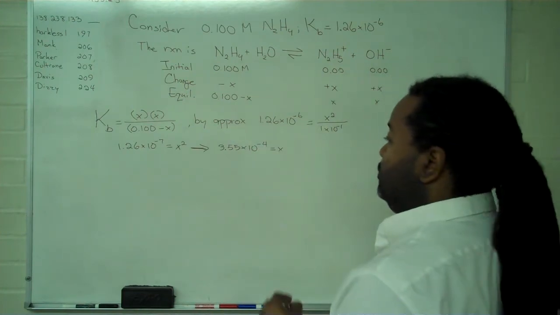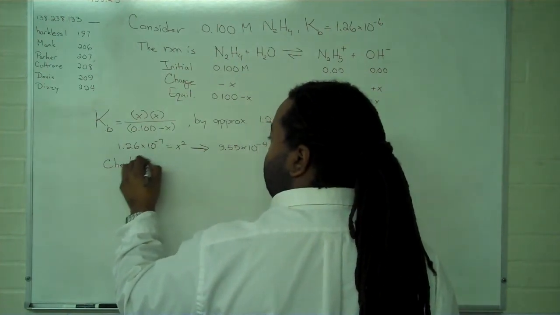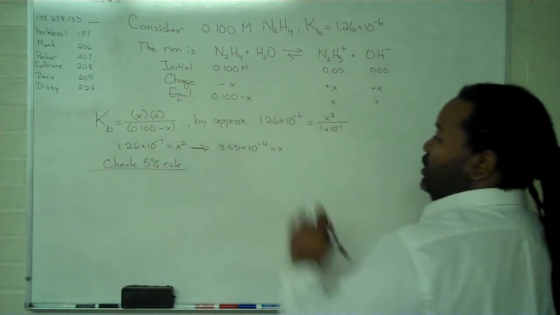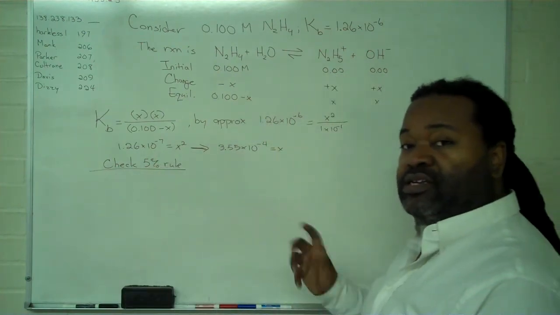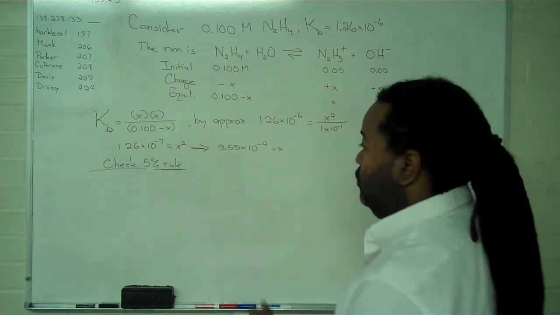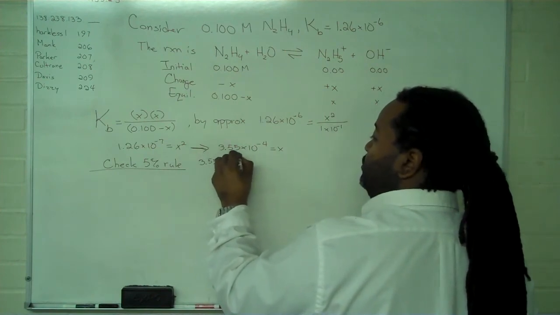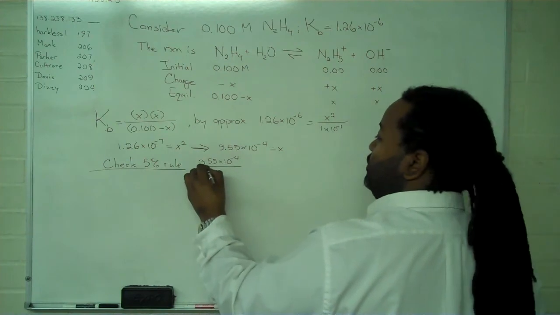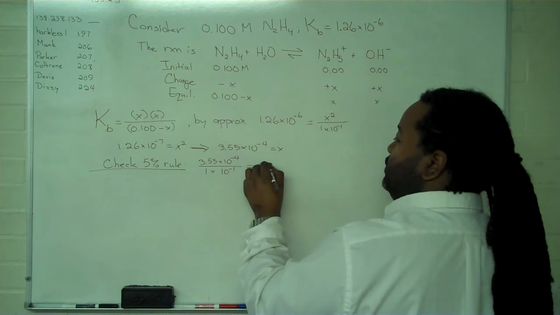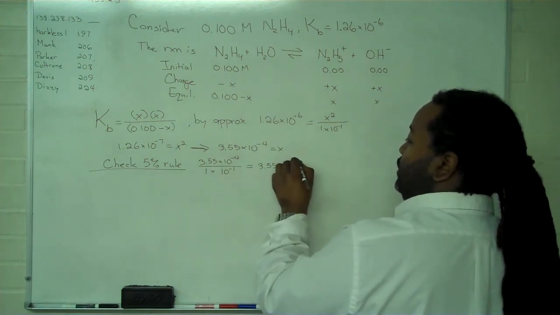And so the only thing left to do is to check this value against the 5% rule. If the amount of change is in fact less than 5% of the starting amount, then we're able to use the result we've calculated. So we do x divided by this initial amount, and we find ourselves with 3.55 times 10 to the negative 3.